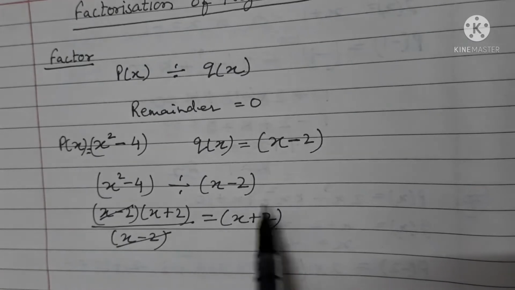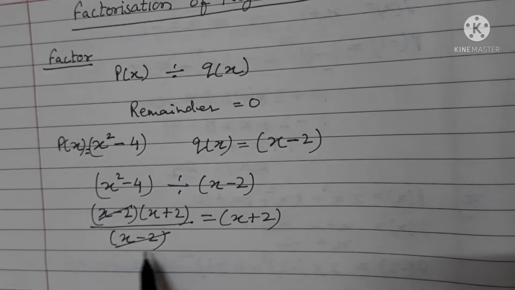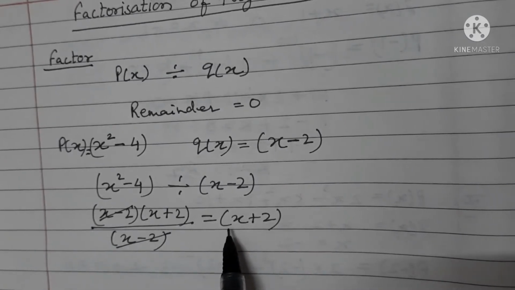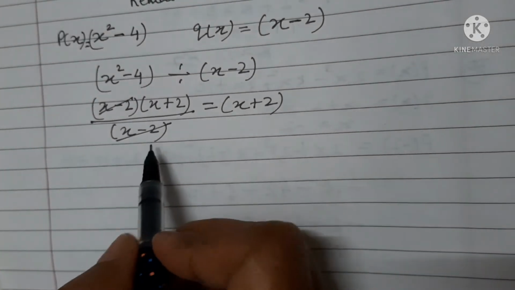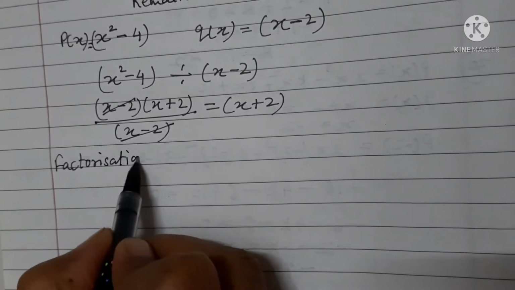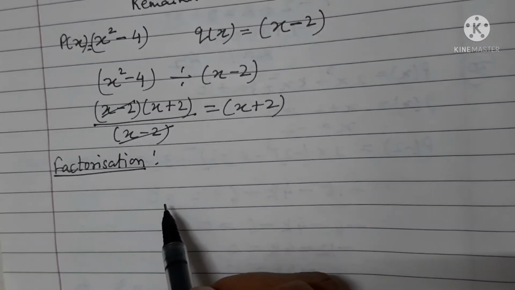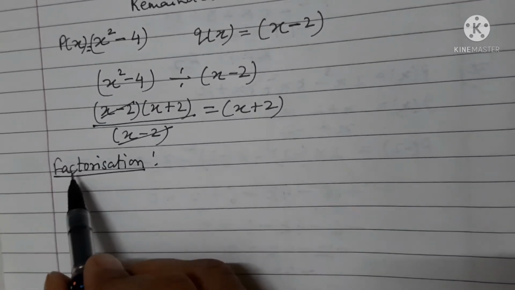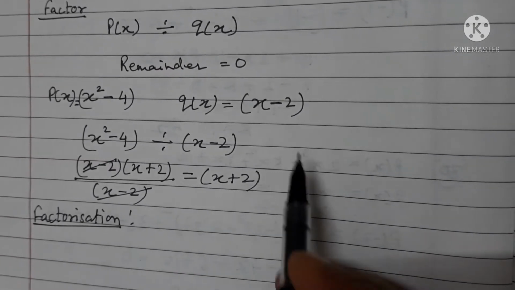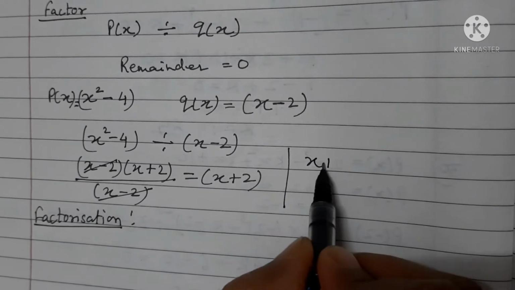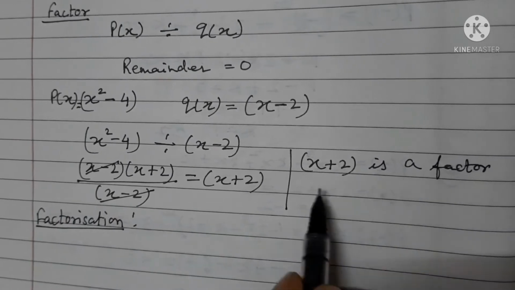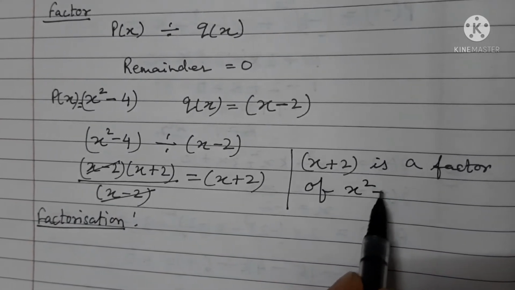So you know this very clearly. Now the second is factorization. What is factorization? We will take an example to understand it. Here you can write that x plus 2 is also a factor of x square minus 4.